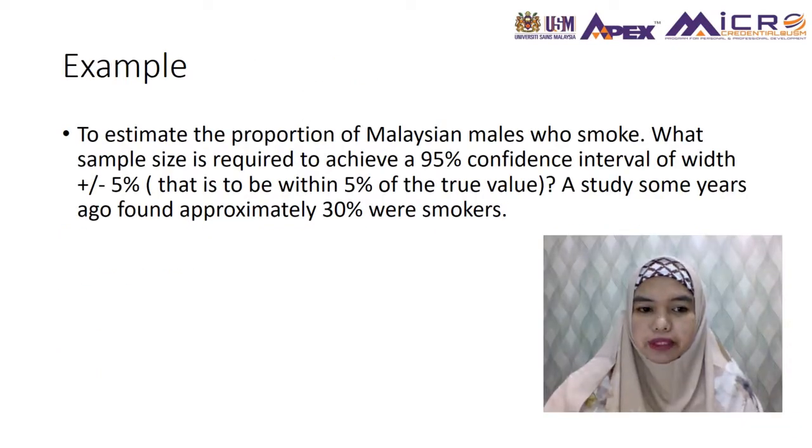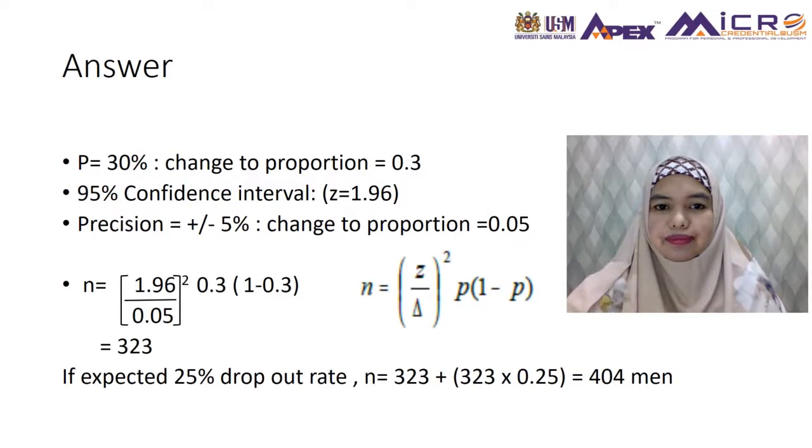For example, you want to estimate the proportion of Malaysian males who smoke. What sample size is required to achieve a 95% confidence interval with 5%, that is to within 5% of the true value? A study some years ago found approximately 30% were smokers. The answer is in the slide below.